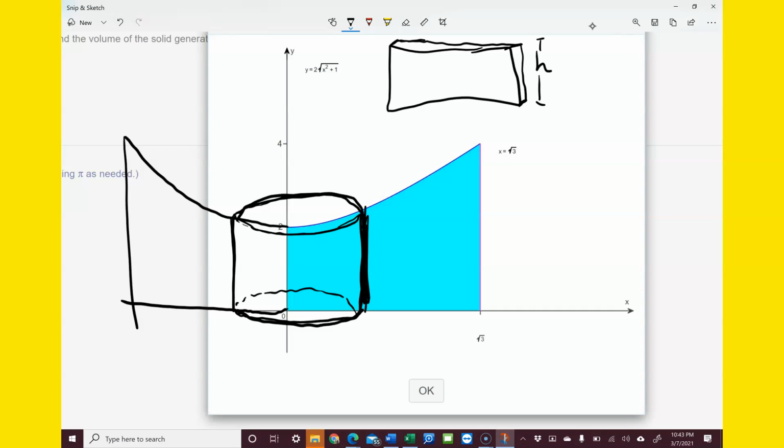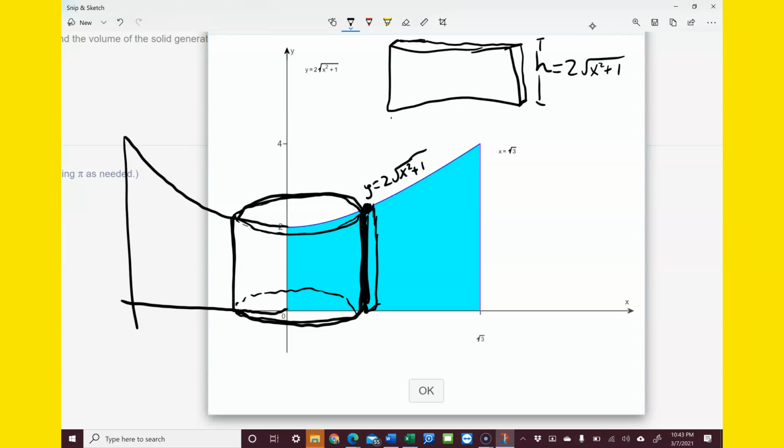So what is that height? The distance from there to there is just the height of this guy. And the height of that guy is y equals 2 square root of x squared plus 1. So I think I'm integrating dx here because it's going to be an infinitesimally small thickness on that cylinder. So I'm integrating dx. So I want everything to be in terms of x. So the height is 2 square root of x squared plus 1.